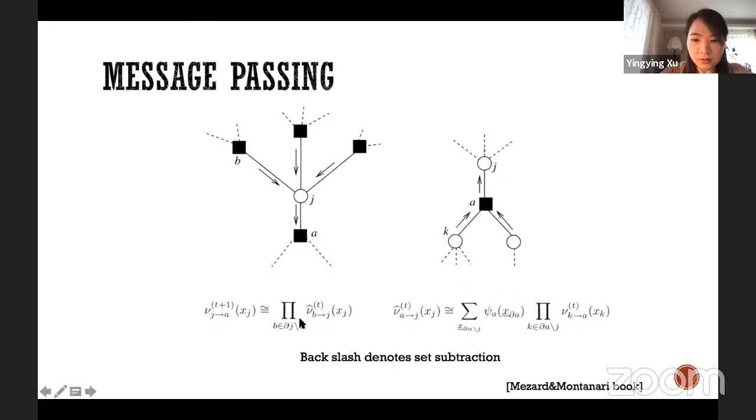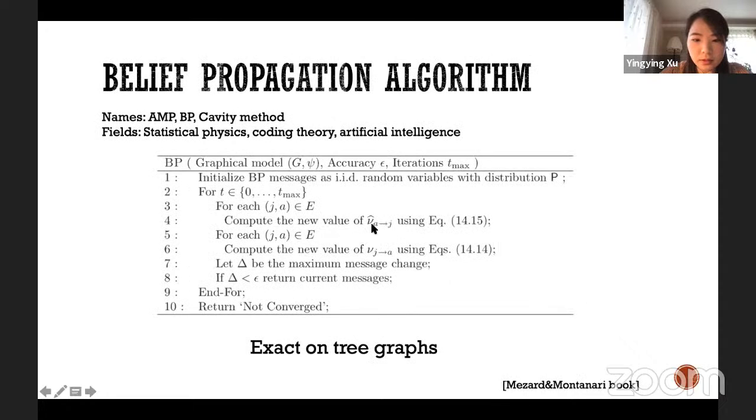In the algorithm, we will iteratively do this message passing again and again. This is the standard routine of the message passing algorithm, often also called the belief propagation algorithm. Other names are AMP, BP, or cavity method. It's related to statistical physics, coding theory, artificial intelligence, and applied to many, many problems.